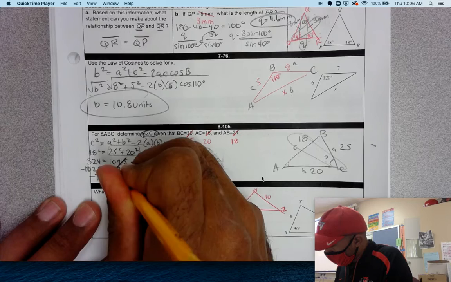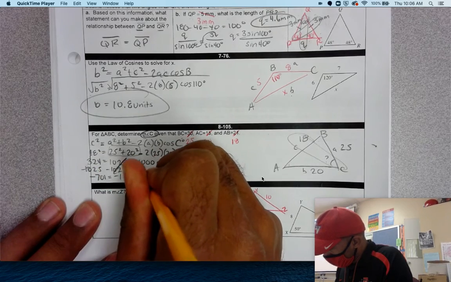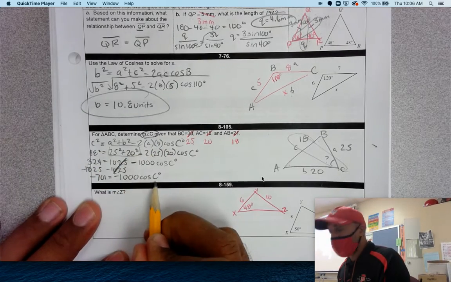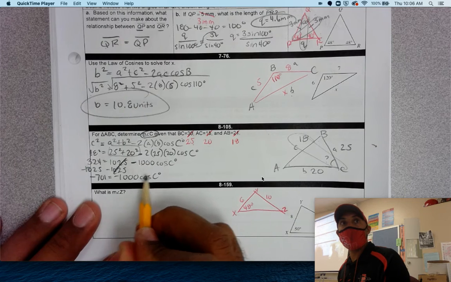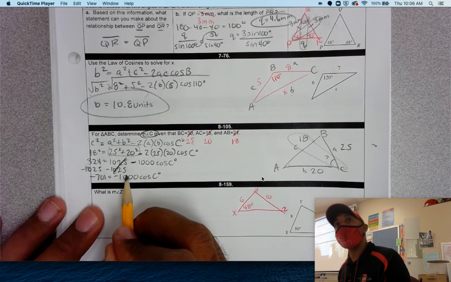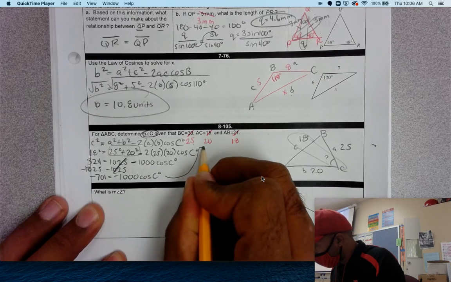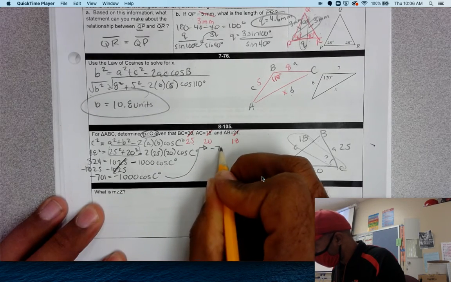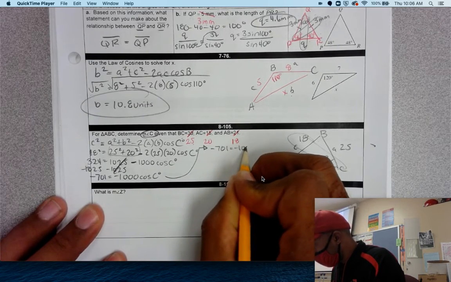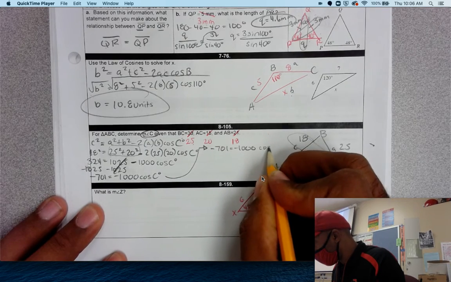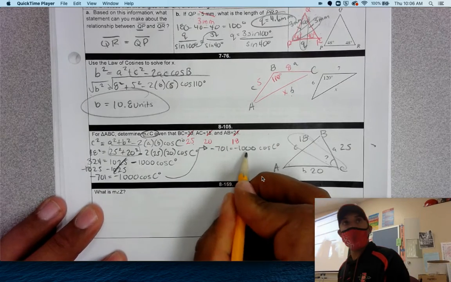Okay, this is equal to negative 1000 cosine C. And now again, what we're trying to do is get that C by itself. So to get the C by itself in this case, we're going to divide by 1000 on both sides. I'm going to bring this up here so I can give myself more room. And be careful, make sure that you keep those negatives there.